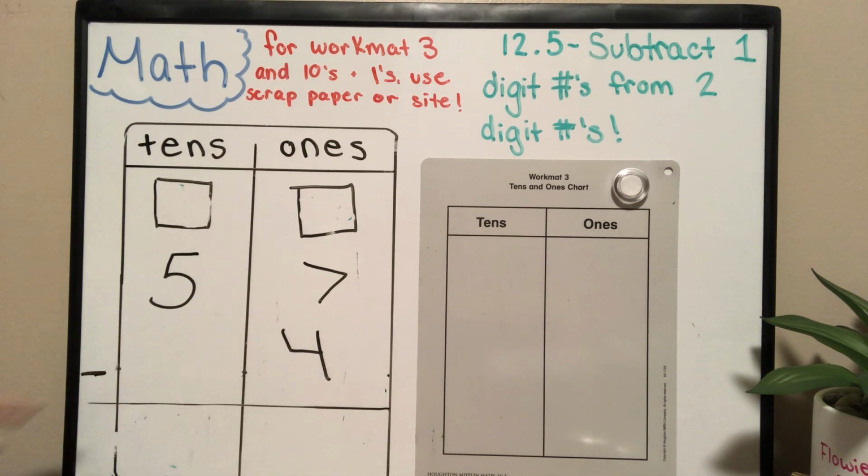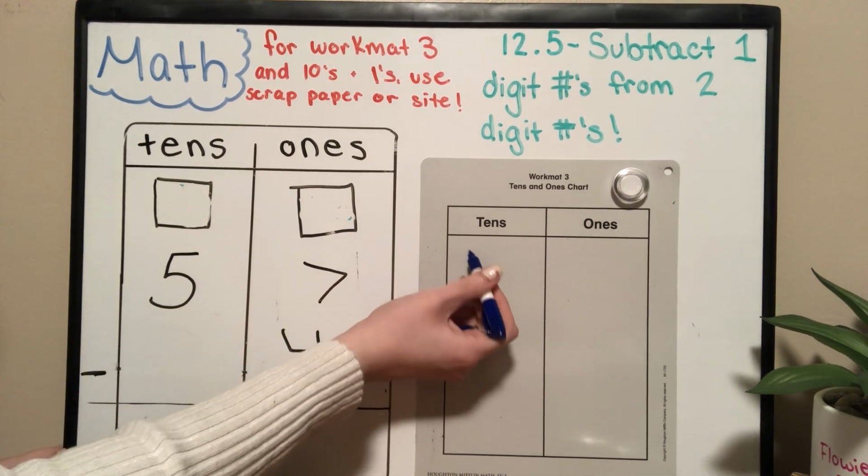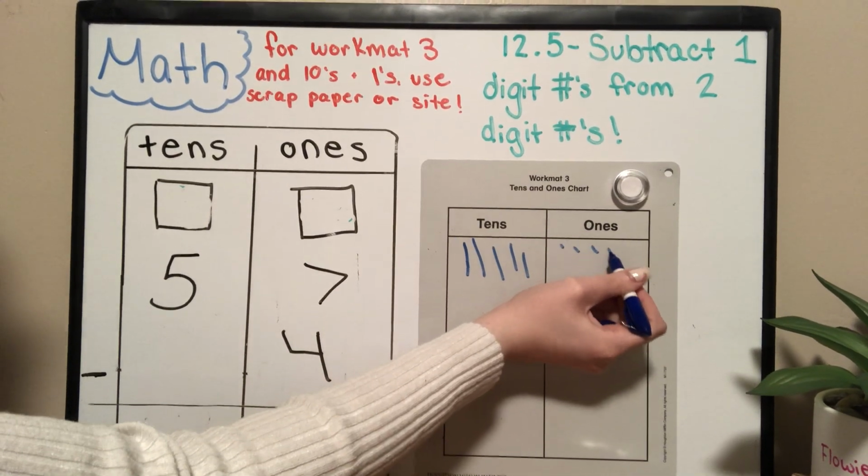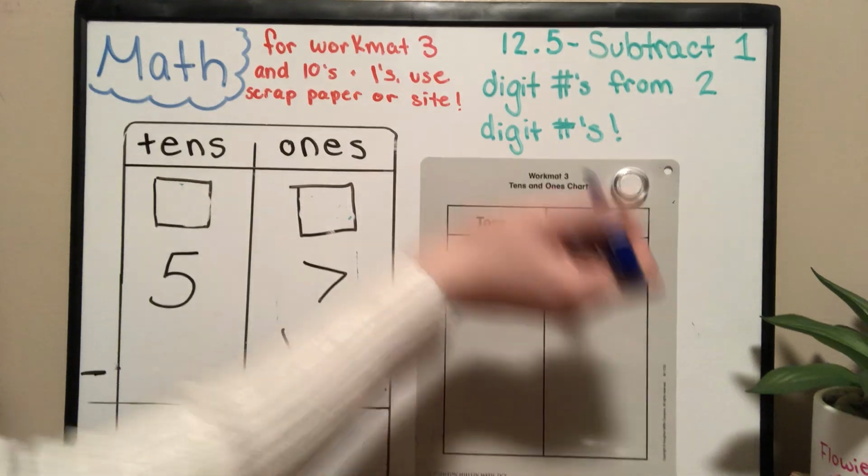The bigger number here is 57. I'm going to put that on our tens and ones chart. 1, 2, 3, 4, 5, and 1s. 1, 2, 3, 4, 5, 6, 7. Wonderful.